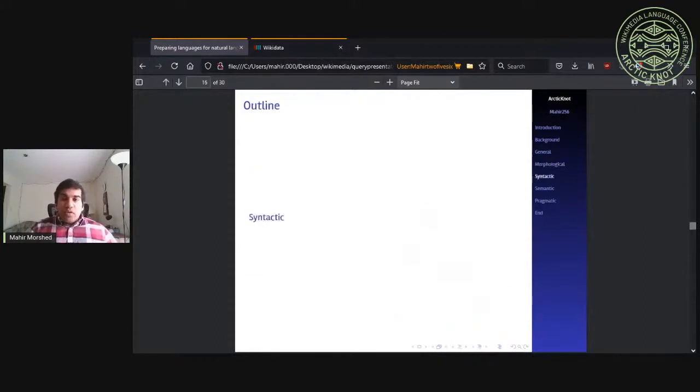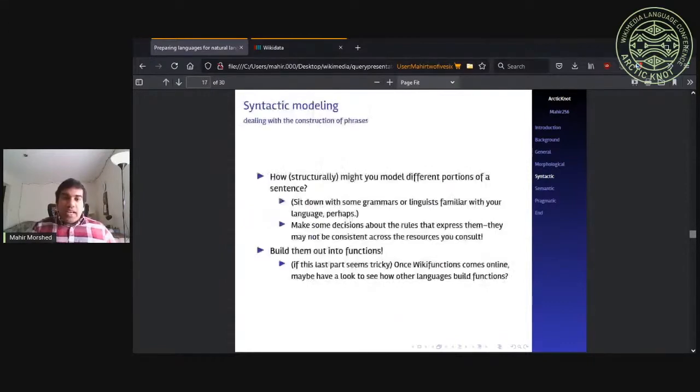So that's sort of talking about morphology, one level of the path to generating language. We move on now to syntax, which of course deals with the construction of phrases. For those languages which do have a lot of lexemes, you can start to sit down and think, how might you model different portions of a sentence, different types of phrases or different subphrases?